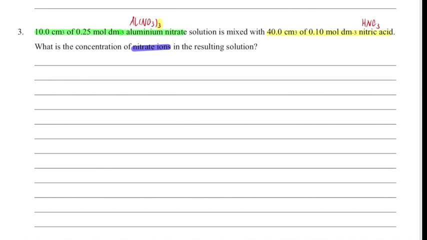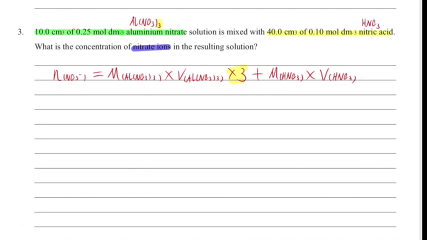Okay, so let's write it out. Number of mole of nitrate ion should equal molarity of aluminium nitrate multiplied by the volume of aluminium nitrate multiplied by 3. Okay, so that's a key, don't forget it. And then it should be plus the molarity of nitric acid multiplied by the volume of nitric acid.